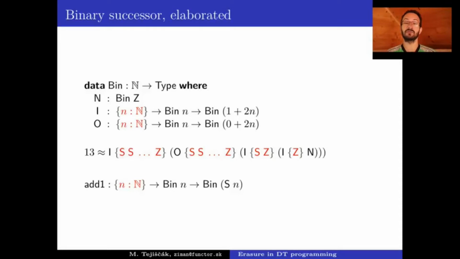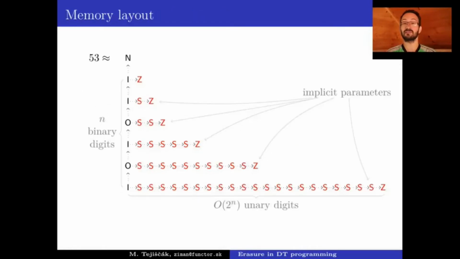And those unary representations are exponentially sized with respect to the number of bits, and therefore the representation of memory looks roughly like this. The useful bit on the left is dwarfed by the compile-time-only information on the right.